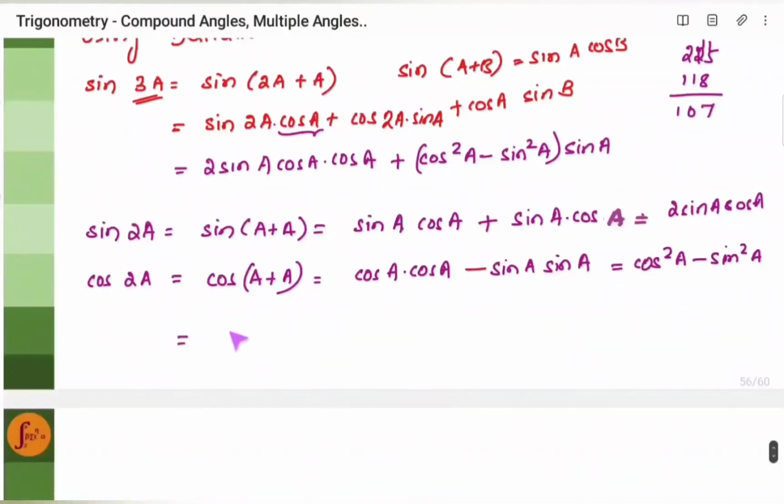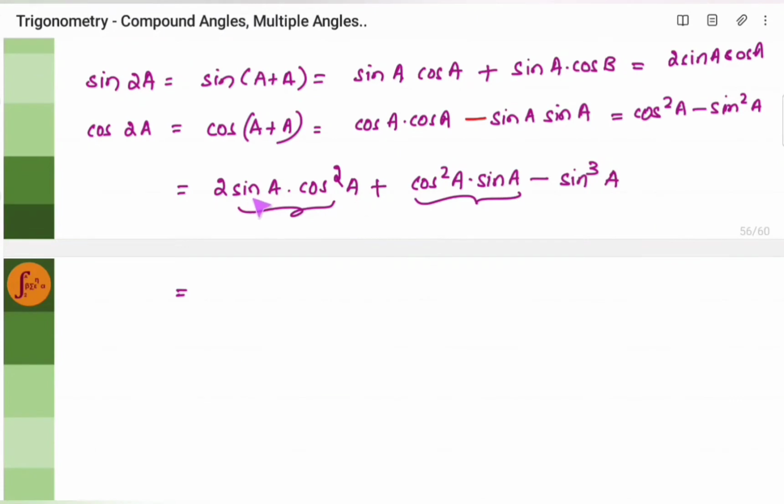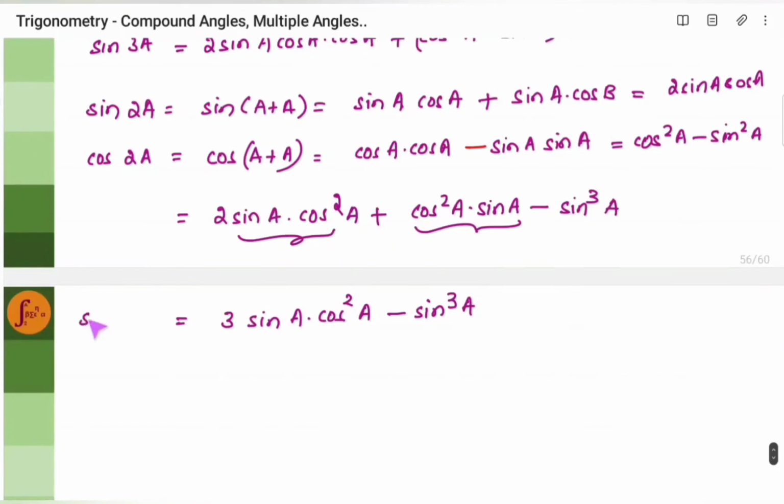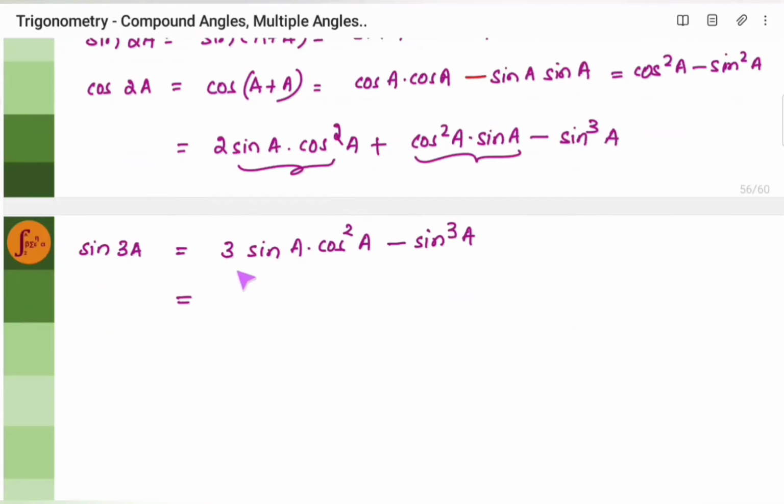So I'll get 2 sine A into cos square A plus cos square A into sine A minus sine square A into sine A, which is sine cube A. Now if you notice, you have 2 sine A cos square A and cos square A sine A, which is nothing but 3 sine A into cos square A. So 3 sine A cos square A minus sine cube A. This is sine 3A. Now we'll substitute.